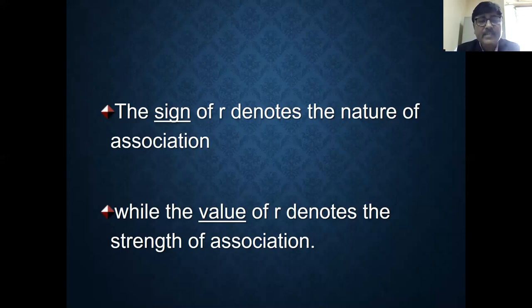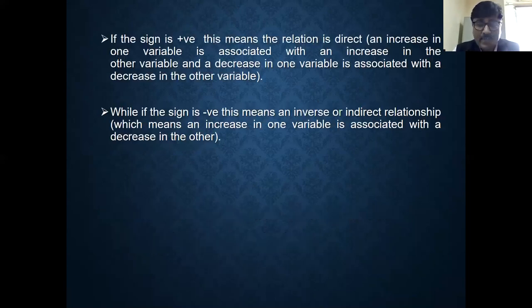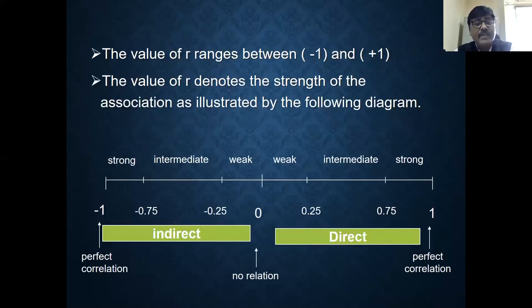Strength of association generally lies between -1 and +1. If it is nearest to -1, then it is a negative association or negative relationship. If it is nearest to +1, it is a positive relationship between the variables. So the value of R ranges between -1 and +1, and it denotes the strength of the relationship.